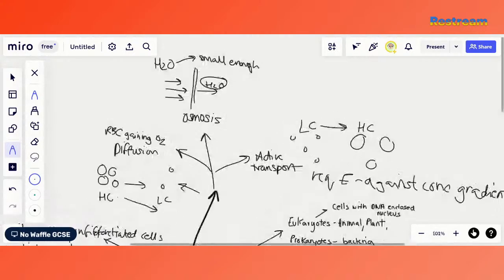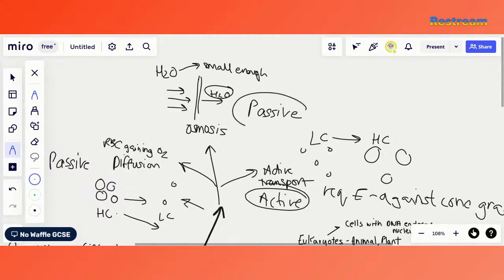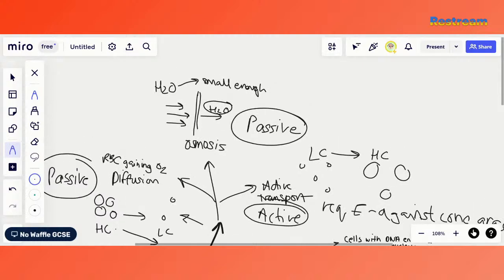So overall, we can see that diffusion is a passive process. It does not require energy. Osmosis is passive. And active transport, however, is active, as the name suggests, which means energy is required for it to work. Now we have a required practical in osmosis, so there's a bit more information that we need to know about osmosis.